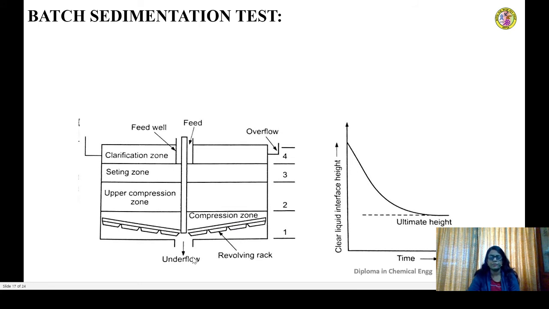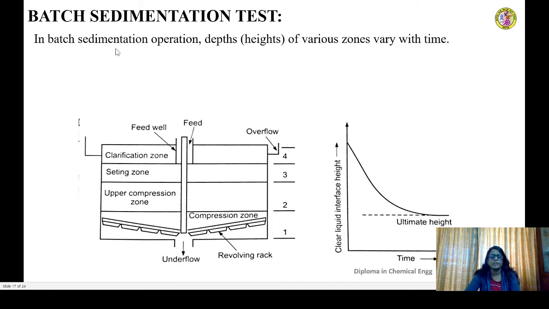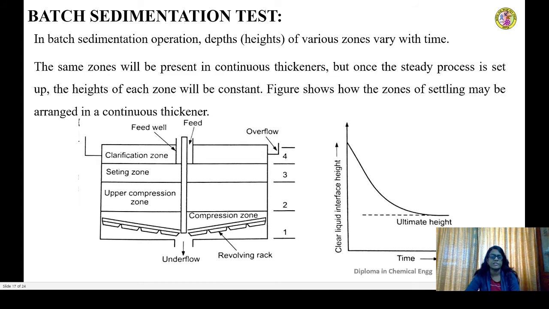So two products will be taken out in the operation. One is the overflow containing clear liquid. The other one is the underflow taken out from the bottom of the equipment. In batch sedimentation operation, the heights of various zones will vary with time. That variation of the heights of the different zones depends upon the initial concentration and also how the settling of the various solids of different sizes takes place under the given conditions.